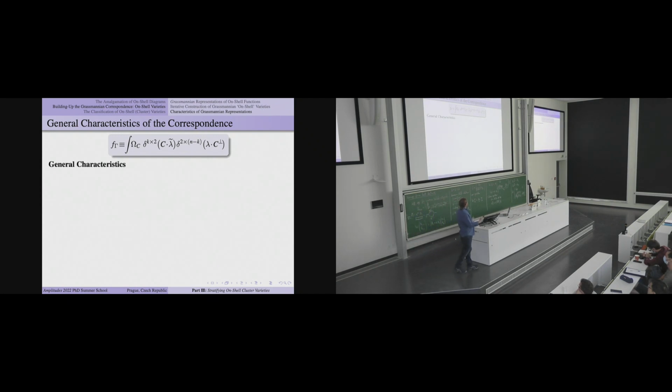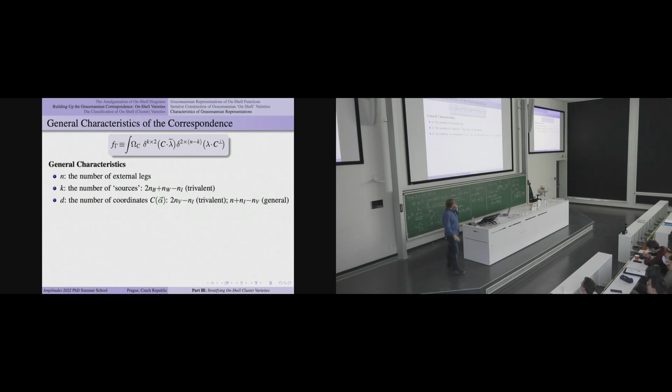Okay, so general characteristics. So we have some diagram. What kind of right-hand side are we going to get? We have C is a k by n matrix. N is the number of external legs. K is the number of sources. It's how many rows of the matrix you have after you've collapsed all of the internal lines. This is trivial. It's 2 rows per blue vertex, 1 row per white vertex, and then you eliminate 1 row per internal edge. So that's the number. I put it in trivalent because some people really like to make these bipartite, and I'm not doing that. Well, I haven't done that here.